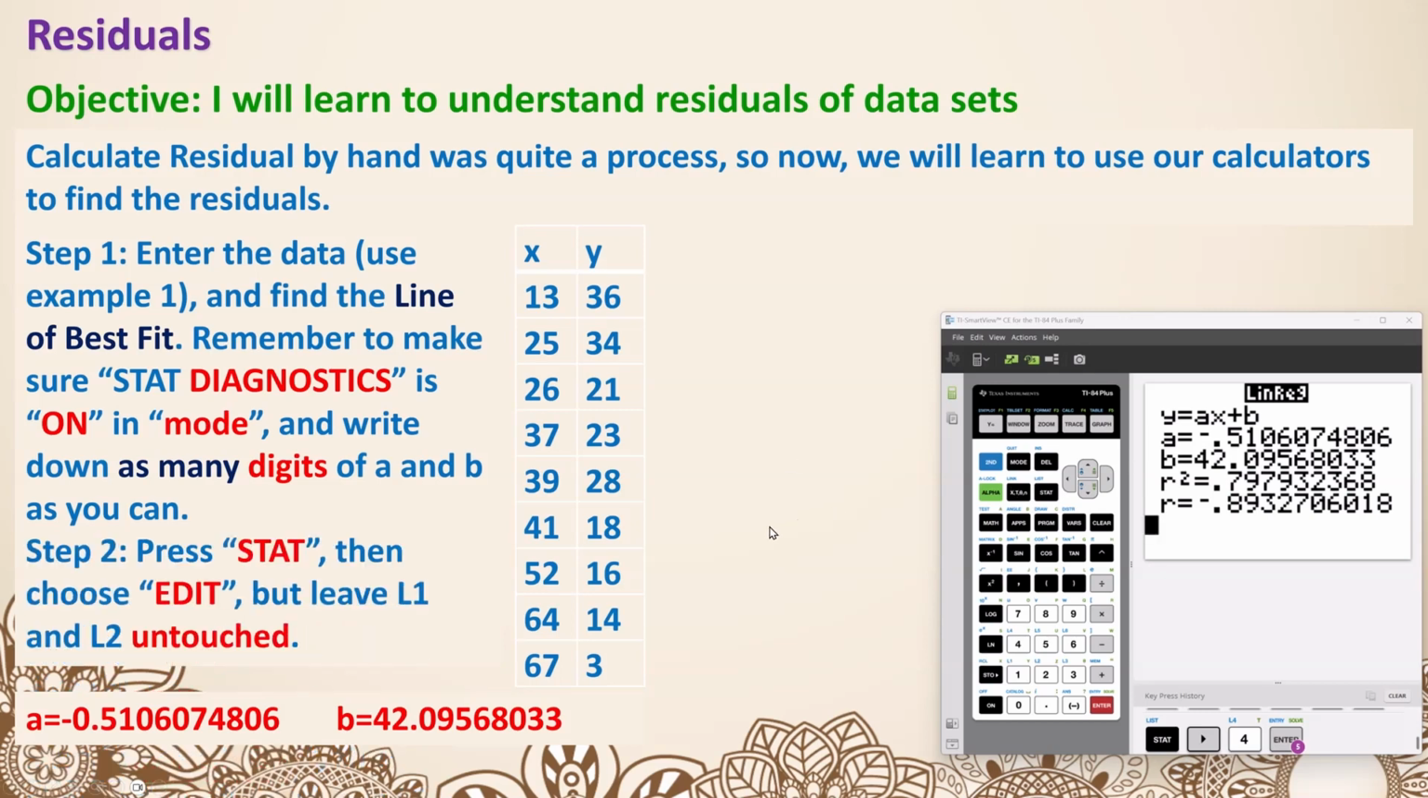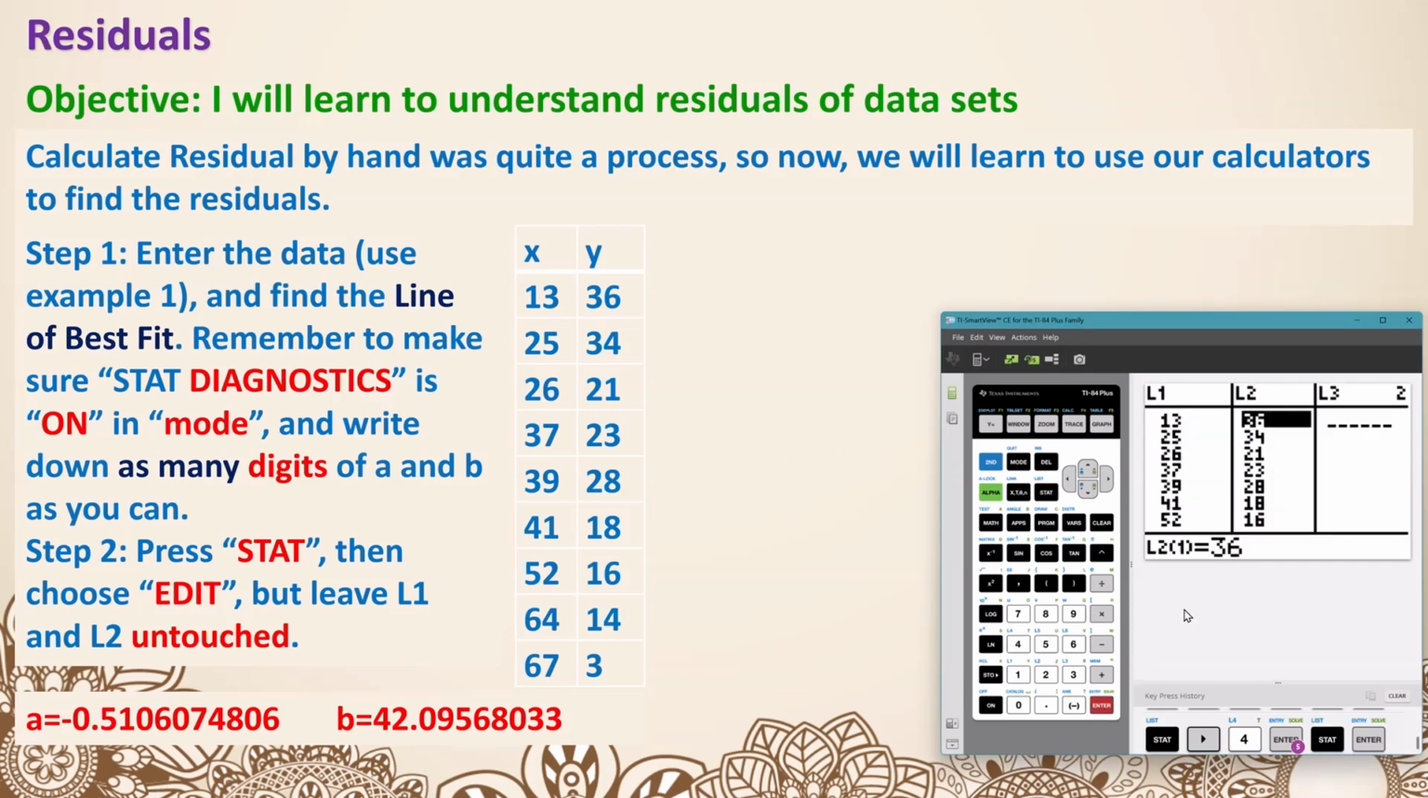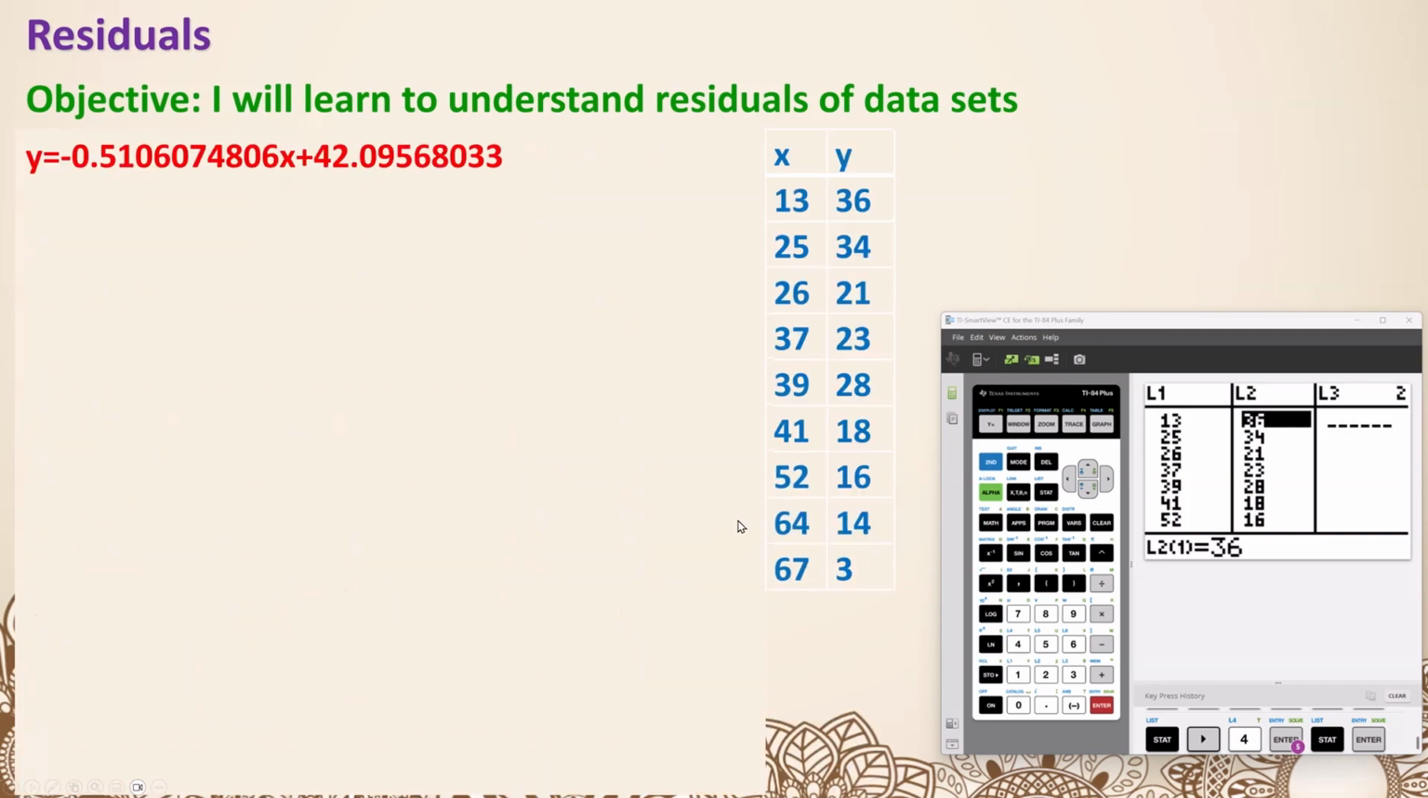Afterwards, we are going to press stat and then choose edit, but we're not going to touch L1 or L2, so we're going to leave them untouched. Stat, edit. You can see L1 and L2 are still there. With the calculator, we're basically going through the same process as what we have done manually to generate the third column and the fourth column. Instead of typing in each value or calculating each value individually, we're just generating them, but it's still a similar process. So let's move on.